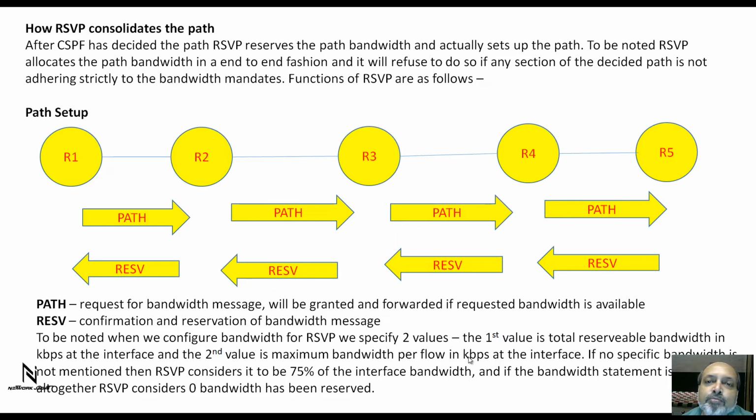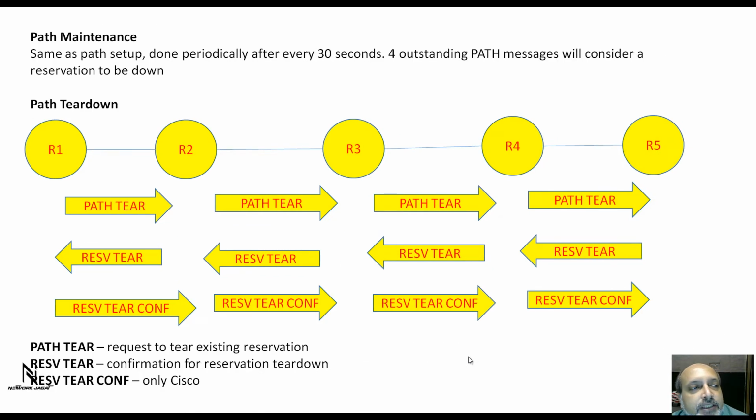So this is all about path setup, how the path is set up. Now the path maintenance. It is the same as the path setup. It is done periodically after every 30 seconds, and 4 outstanding path messages will cause the reservation to be considered down.